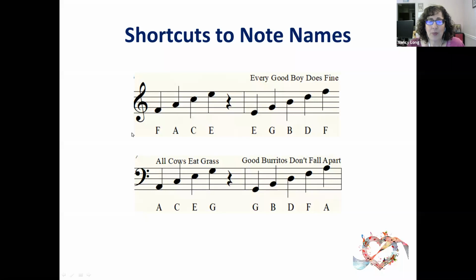Someday, I promise, if you keep working at it, you won't need this at all. You will just know that this space is an E. You'll know that without even thinking twice. But at first, it does help to have some tips and tricks to get us there.